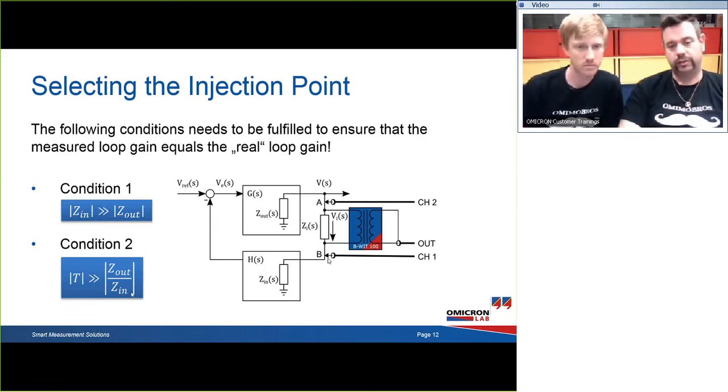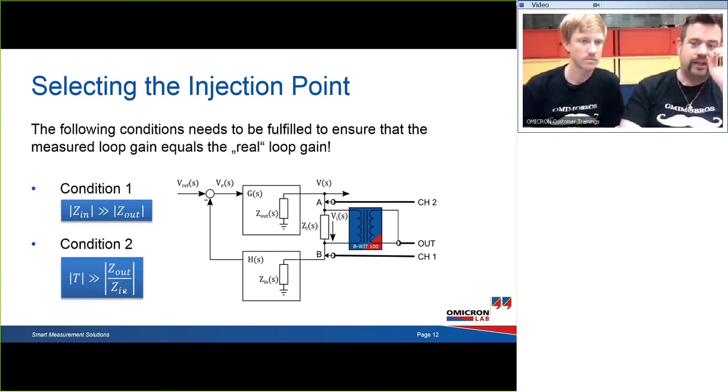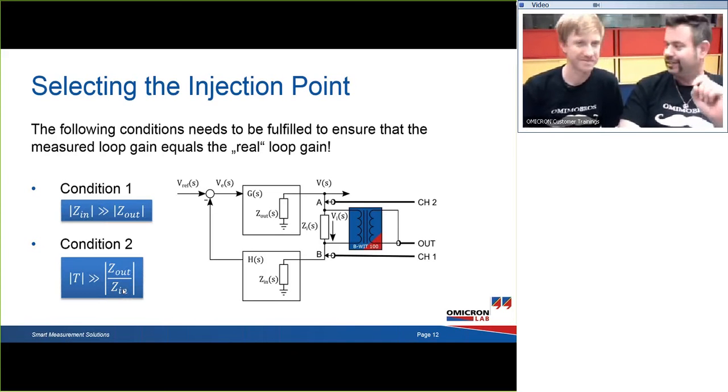The second condition that needs to be met is that the transfer function to be measured needs to be significantly bigger than the ratio of the output impedance divided by the input impedance. So these are two rules of thumb. If you think that these two rules are fulfilled, then you have chosen a correct injection point, and your measurement result will have the tendency to reflect the real behavior of the loop. Why do I say will have the tendency? Choosing the right injection point is only the first step in doing a correct measurement.